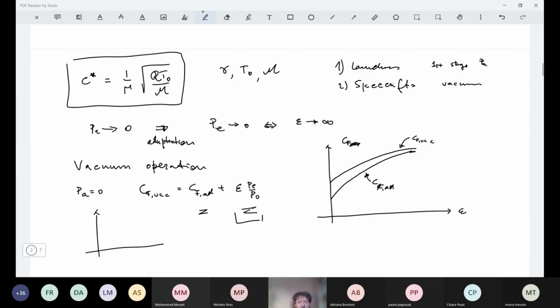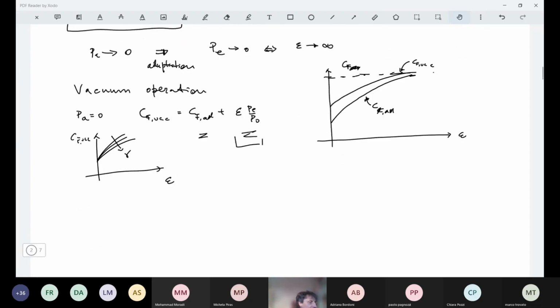We record also that our vacuum thrust coefficient depends on epsilon, on gamma, with higher values corresponding to lower gamma. So if this is the case for our thrust coefficient, we should move, as we said, towards the maximum thrust coefficient that corresponds to adaptation at vacuum, so epsilon that goes to infinity. This is not practical.